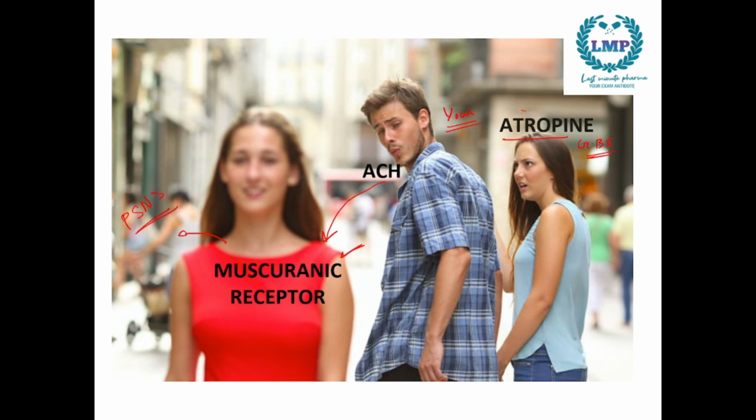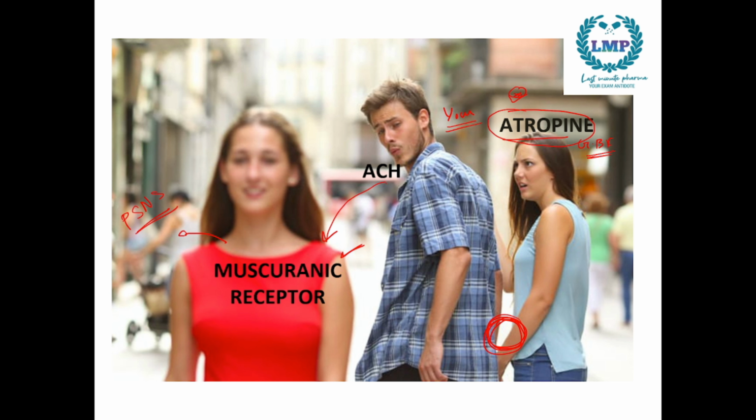But because of the presence of atropine, acetylcholine cannot bind. Atropine will inhibit the acetylcholine from going and binding with the muscarinic receptor. This is what atropine, an anticholinergic drug, is going to do. Anticholinergic drugs will not allow the acetylcholine to bind with the muscarinic receptor.